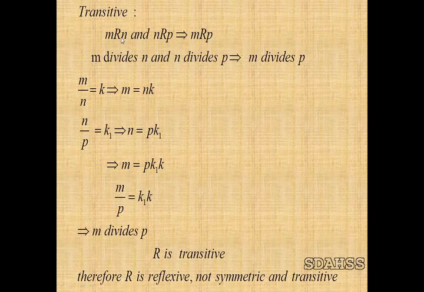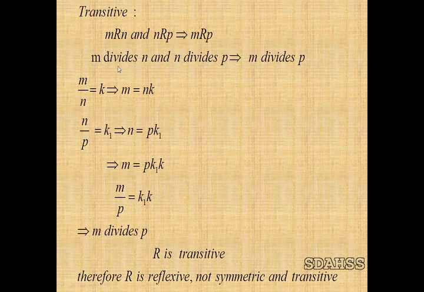M is related to N means M divides N, and N is related to P means N divides P, gives M divides P. See, let us take M divides P.